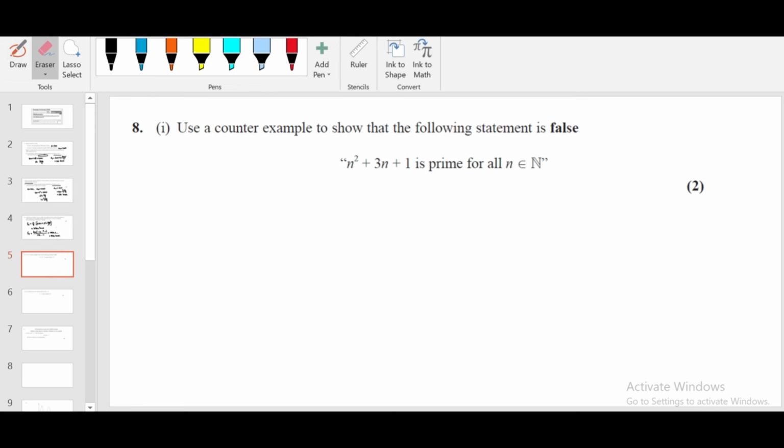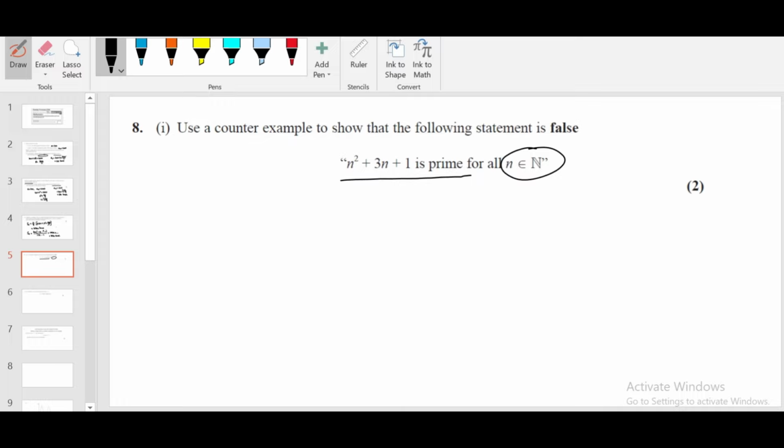Question number 8. Use a counter example to show that the following statement is false. This is the statement: n squared plus 3n plus 1 is prime. We need to prove that this statement is wrong for any one of the numbers. So you can do just mental math.